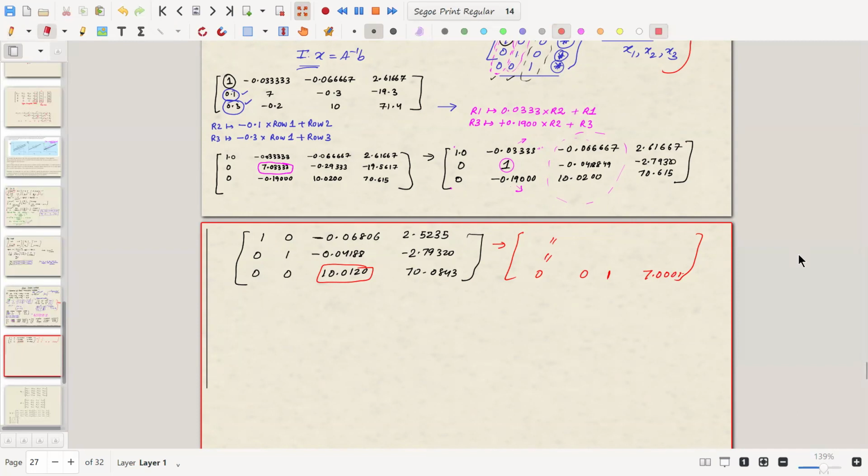Shall I write this full? Can you appreciate this now? So it looks like this. Now what should be your row operation? Now your aim should be to make this and this to be 0. So row 1 and row 2 should be changed. How? What you should do?